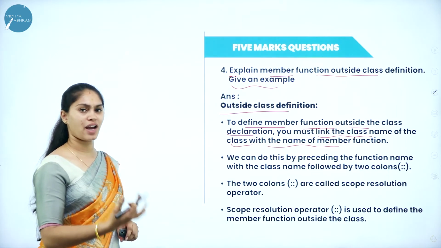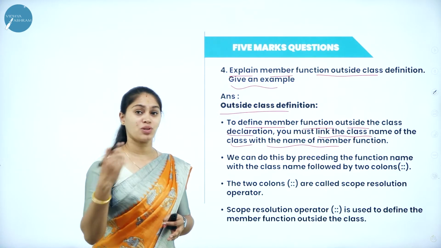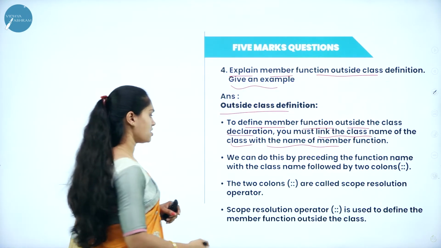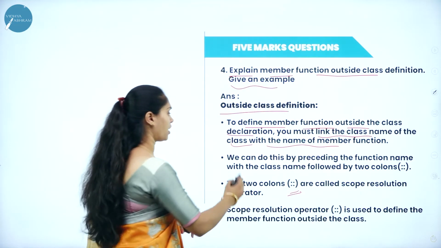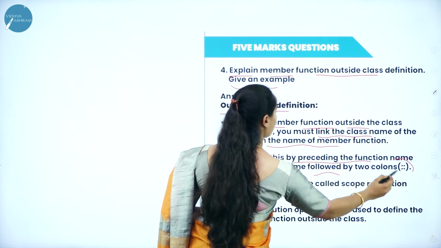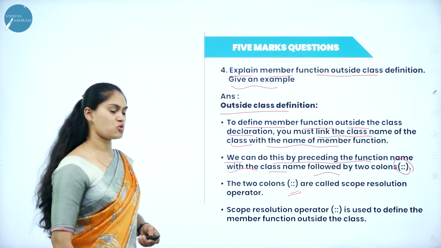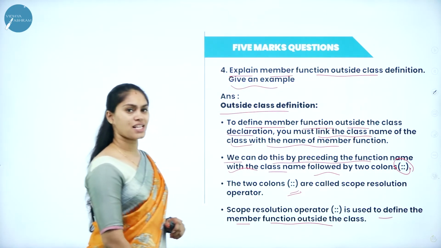In the syntax, we have the name of a class, along with which we mention that this member function belongs to which class. That binds the relationship, with the help of the scope resolution operator. We can do this by preceding the function name with a class name followed by 2 colons, which we will learn in the syntax part. The scope resolution operator is mainly used in order to define the member function outside a class definition.